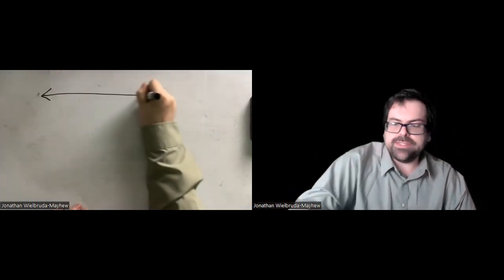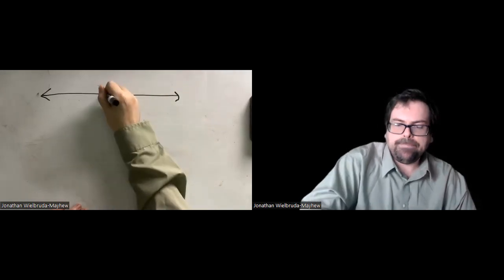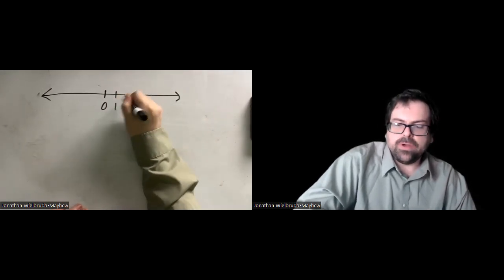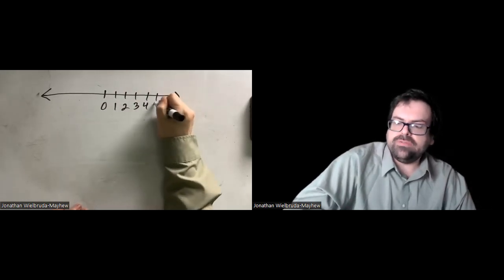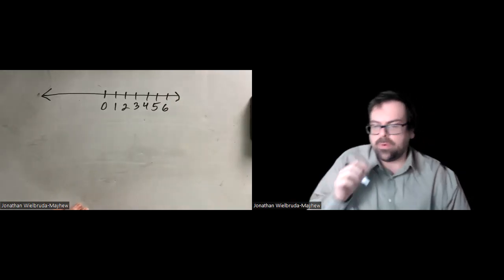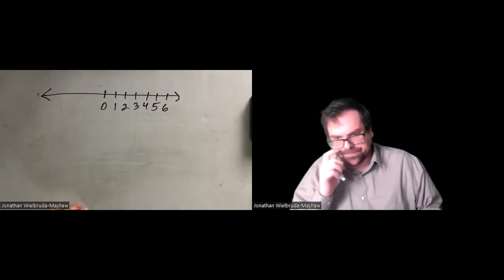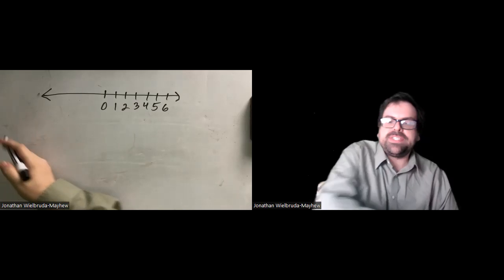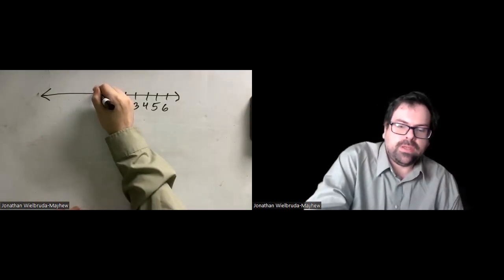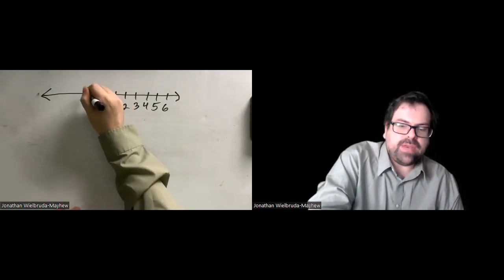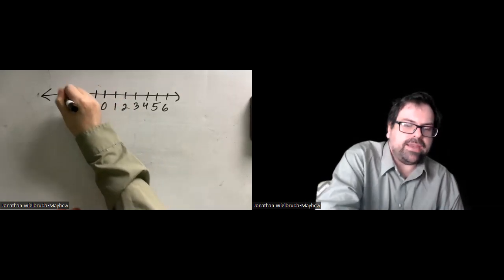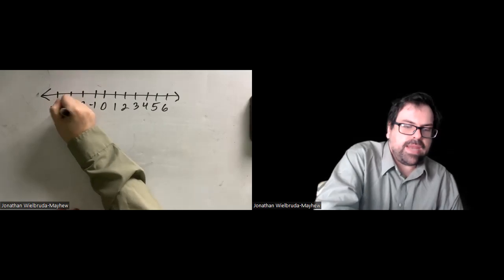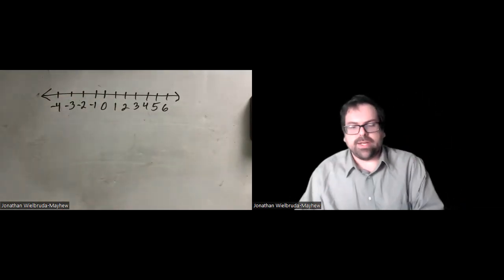And I said I'd fill in the rest of that number line. Let's do that now. We had 0, 1, 2, 3, 4, 5, 6, so on and so forth. On the other side of 0, we'll have -1, -2, -3, -4, and so on and so forth.